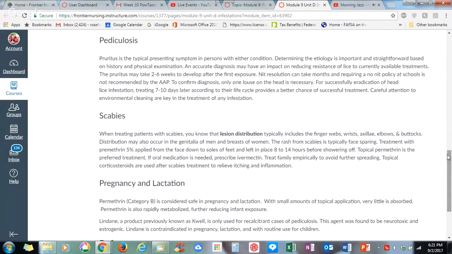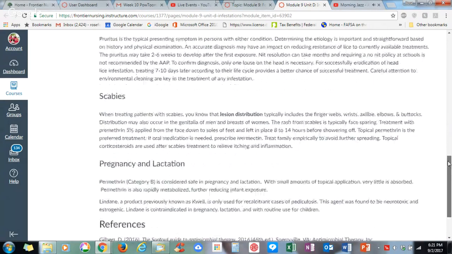Topical permethrin is the preferred treatment. If oral medication is needed, prescribe ivermectin. Treat family empirically to avoid further spreading. Topical corticosteroids are used after scabies treatment to relieve inflammation and itching.